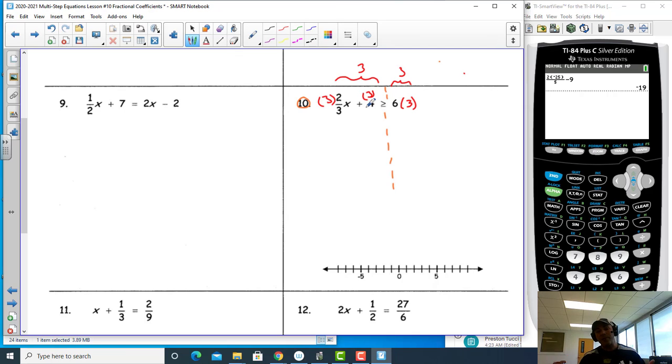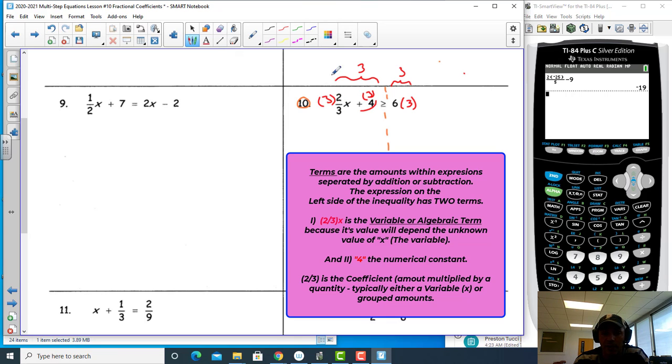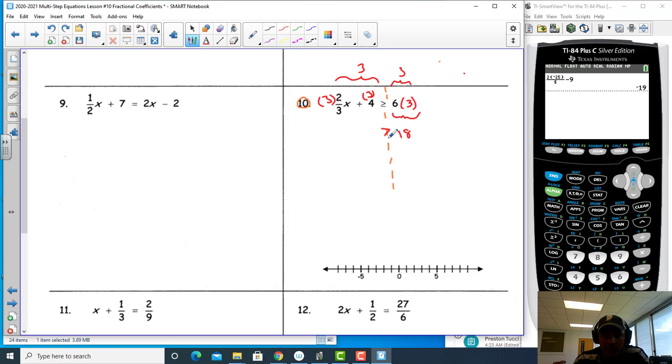The multiplicative property of equality says you can multiply an equation by whatever you want, so long as you do it equally on both sides. So when we triple the expression on the left, to do it equally we triple the expression on the right. We must triple the entire expression, not just the variable term, but also the numerical constant. So as I simplify each of these expressions, the value of the expression on the right is 18. I keep the inequality symbol as it's written above.